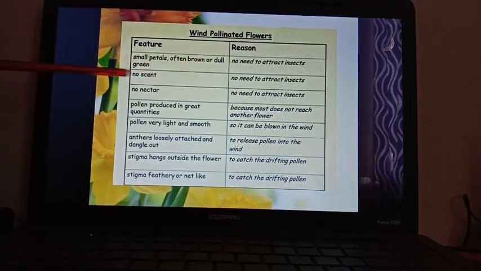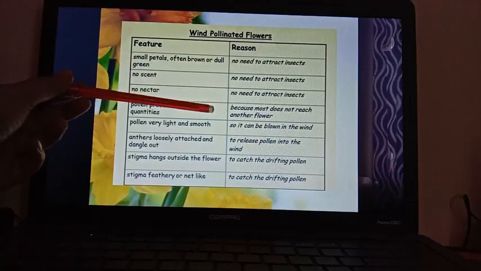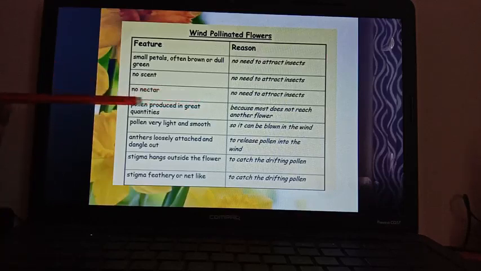attract the insects. Pollen is produced in greater quantities because most does not reach another flower, as it is carried through the wind. So many pollen grains are wasted like that. Pollen is very light and smooth, so it can be blown in the wind.